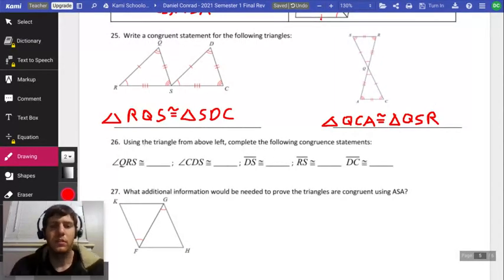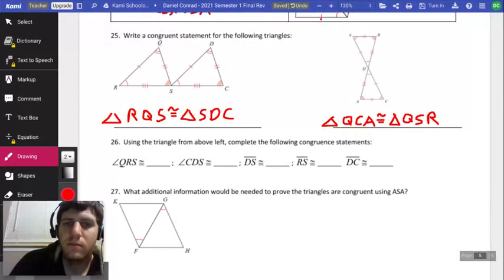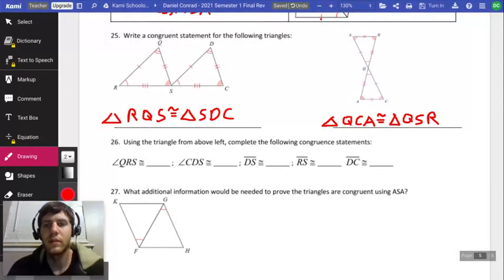All right, 26, using the triangle from the above left, complete the following triangle congruent statements. So angle QRS would be congruent to angle. So Q corresponds with D, R with S, and then S with C. So QRS and DSC.